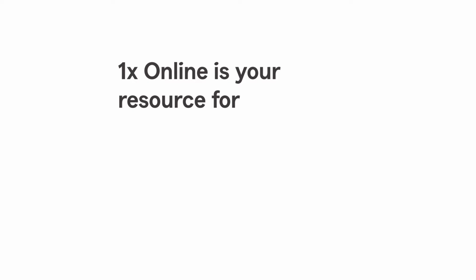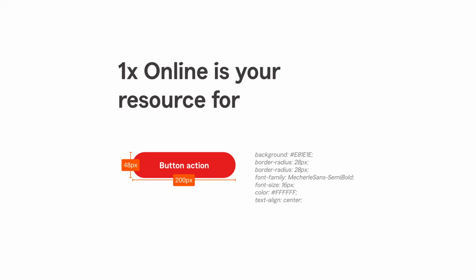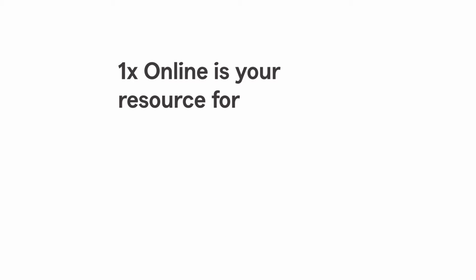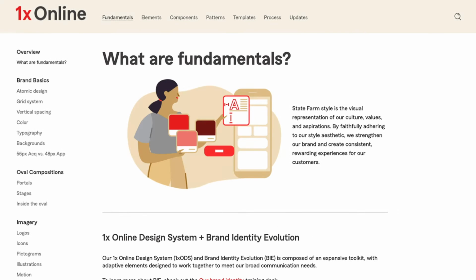Throughout the site, you'll find brand styles, usage guidelines, pattern design specifications, code snippets, process information, and much more. Let's take a quick tour. Our first stop is fundamentals. Here are brand basics like the online grid system, color, and typography. Learn how to properly use portals and stages, logos, icons and pictograms, illustrations, and voice and tone.